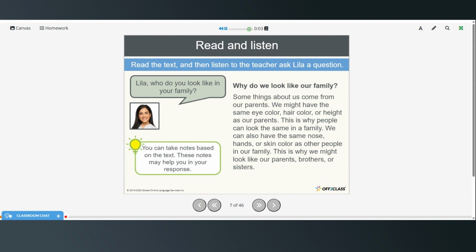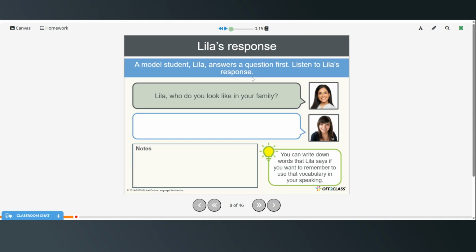Leela, who do you look like in your family? Now listen to how Leela answers the question. My sister and I look the same. We're both tall.